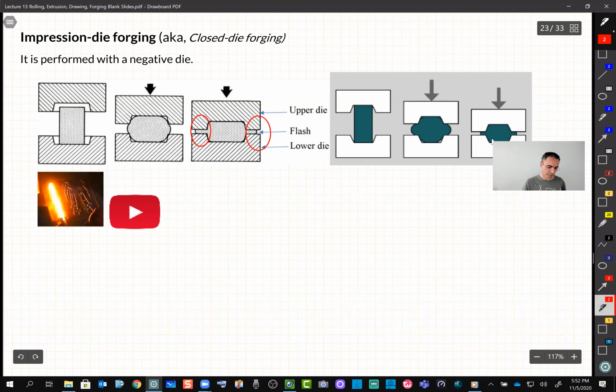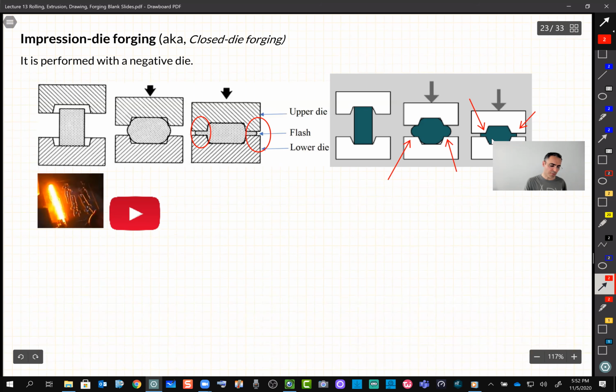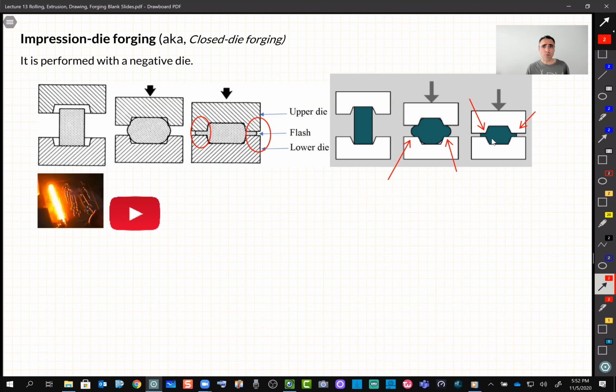So the flash, you can see here, starts to form, and in the final part we have the flash, which later we need to remove, maybe using a machining process or other process. So what do you think can be the main function of this flash? I said this flash can have an important function, but what do you think that function is?